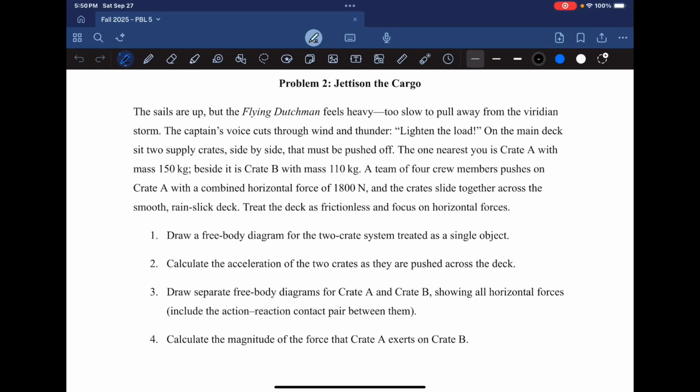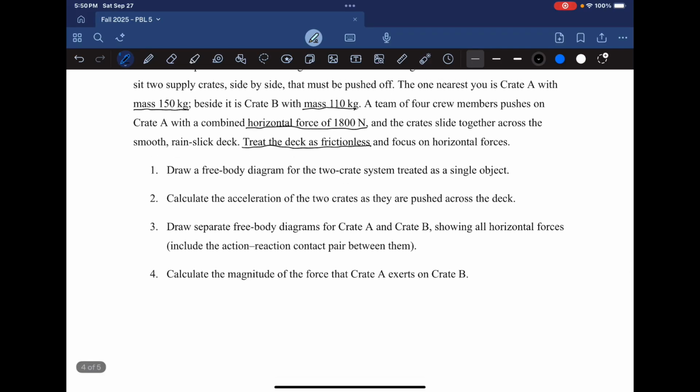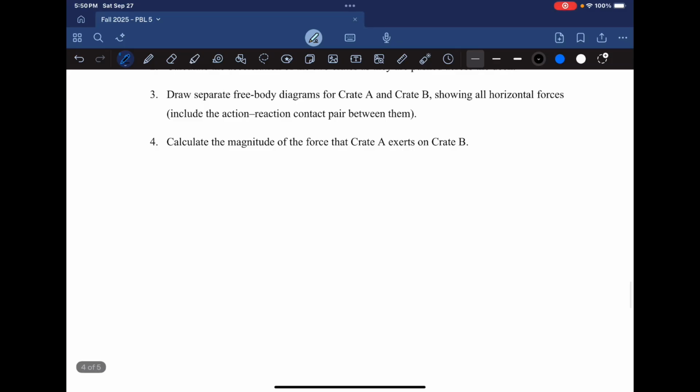For this next problem, we have two supply crates side by side that have to be pushed off of the deck. We have crate A with mass 150 kilograms and crate B with mass 110 kilograms. 4 crew members push on crate A with a combined horizontal force of 1,800 newtons, and we treat the deck as frictionless. First thing is to draw a free body diagram for the two crate system as a single object. So let's say we have crate A, and then crate B is a little smaller. There's a normal force and a force of gravity.